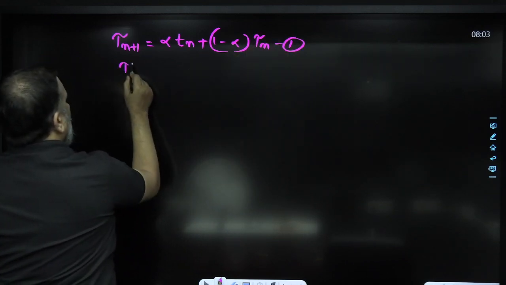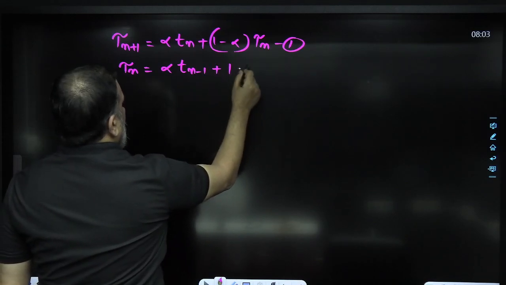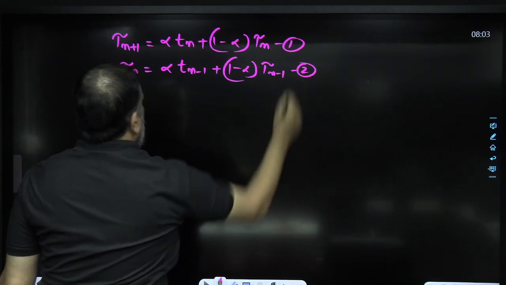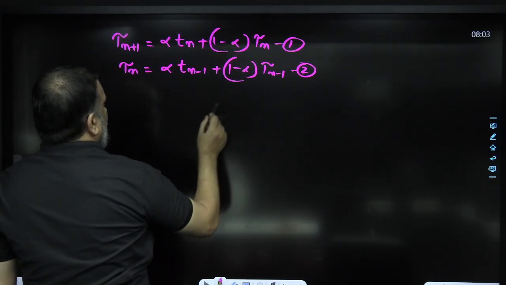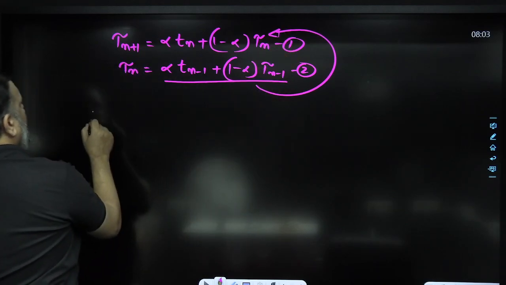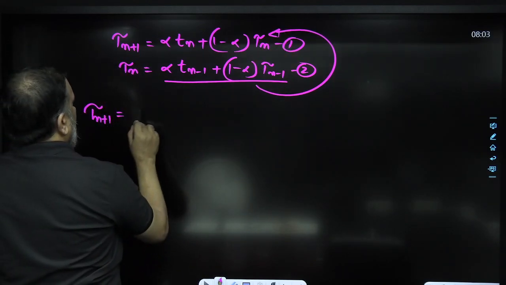If you find the value of tau n from the right hand side, it will be alpha Tn minus 1 plus 1 minus alpha tau n minus 1, equation 2. If I have n plus 1, I have n; if I have n here, it will be n minus 1. If you substitute this value back in equation 1, this is called back substitution, and rewrite tau n plus 1, the next CPU burst.